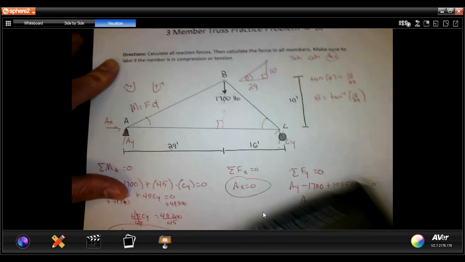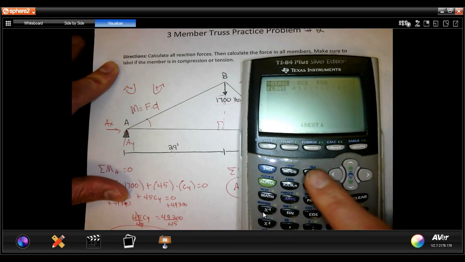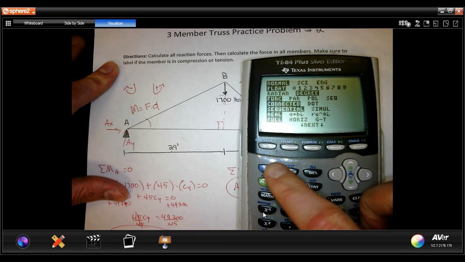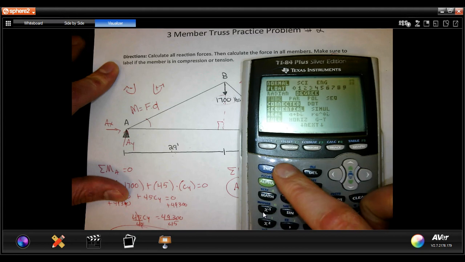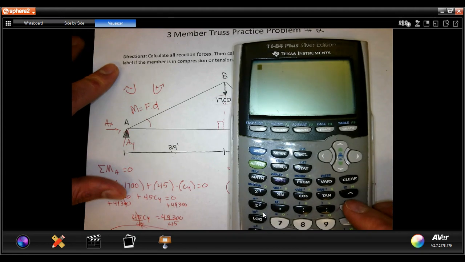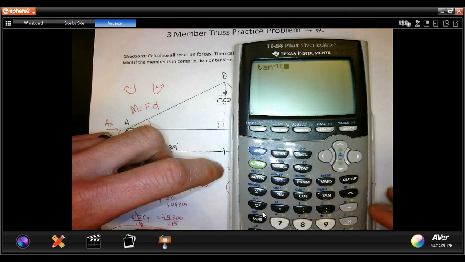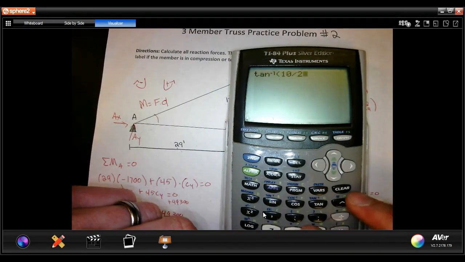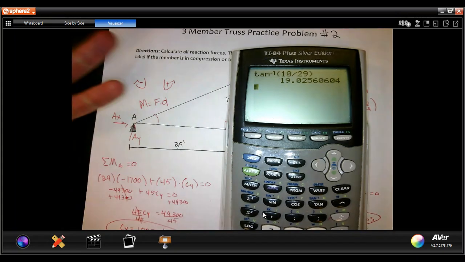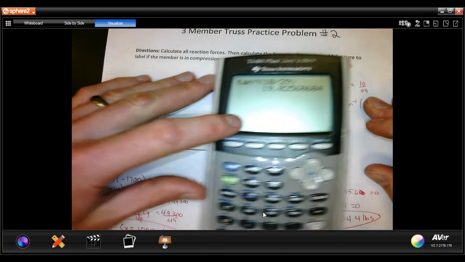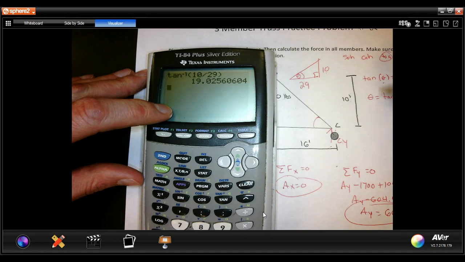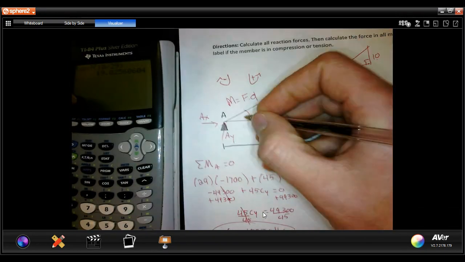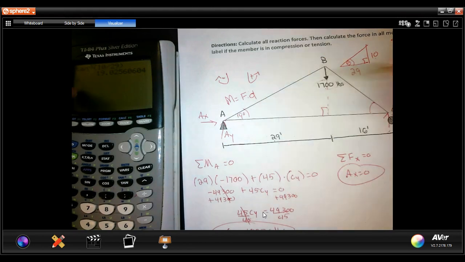Again, anytime you're doing trig on your calculator, you need to make sure your calculator is in degrees, which mine is. If it's not, you need to make sure it's in degrees before you do this. Then to do the inverse trig, you hit second tangent, and the ratio is 10 over 29. And it's 19 degrees. So the angle here is 19 degrees.